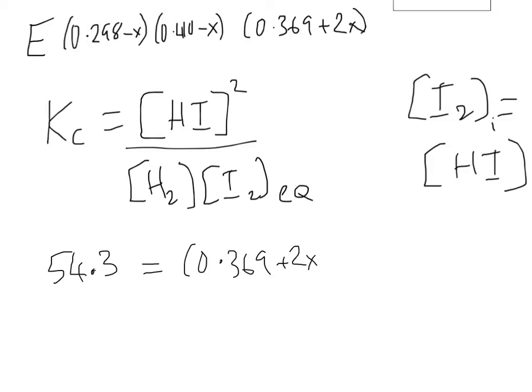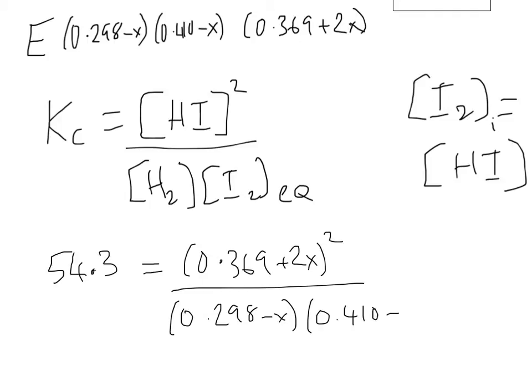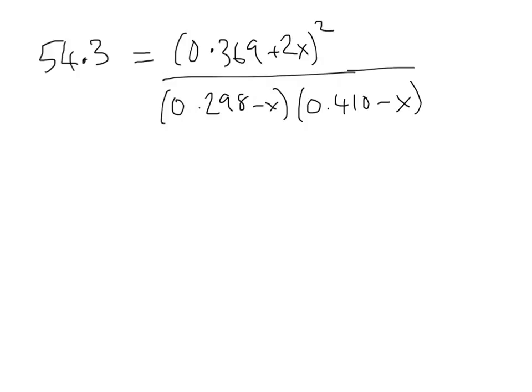0.369 plus 2x squared over 0.298 minus x and 0.41 minus x. Now the last problem we looked at, we tried to solve this and said the right hand side is a square on the top and the bottom. It's a perfect square, so we can just square root and it's much easier to solve. Unfortunately, we don't have a perfect square. So what that means is that we're going to have to cross multiply and FOIL out and bring all the x's to one side and solve the quadratic equation. So that's probably our next game.